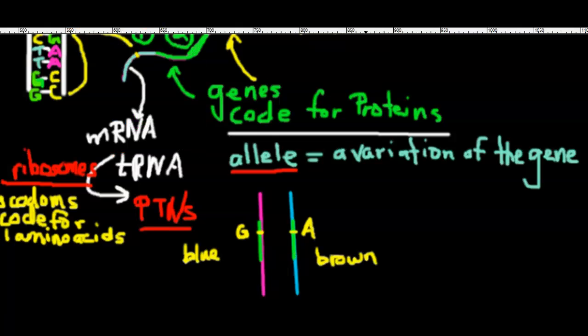So we each have 2 copies, but there's going to be a little variation. And those are the alleles. They're the same gene because they're coding for the same thing, in this case, eye color, but they're different forms. One is coding for blue, one is coding for brown. So those are different alleles for the same gene.